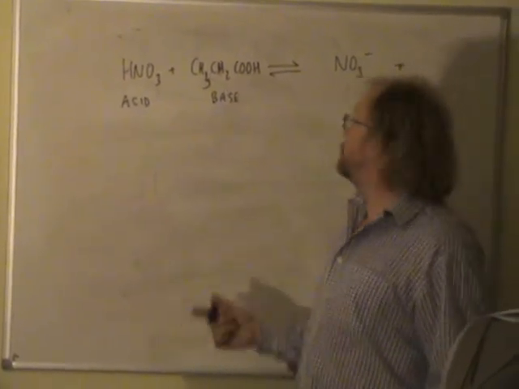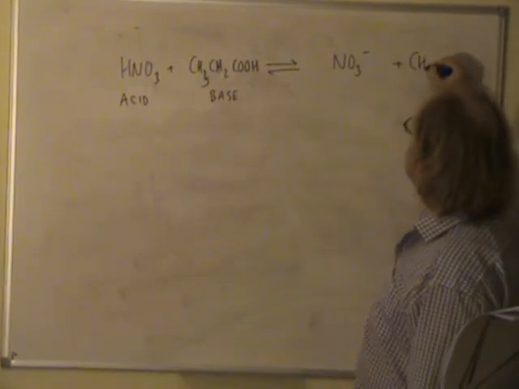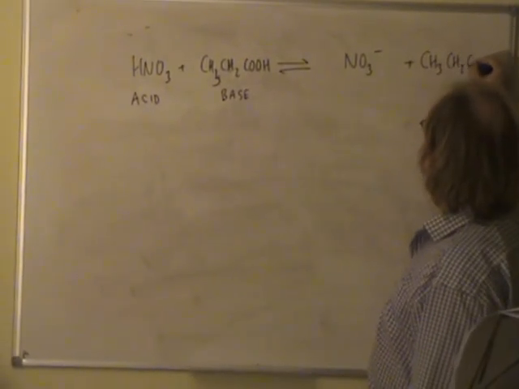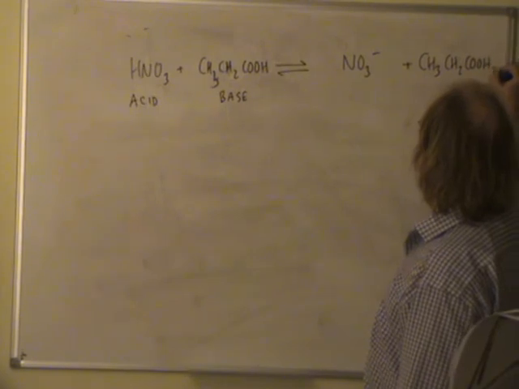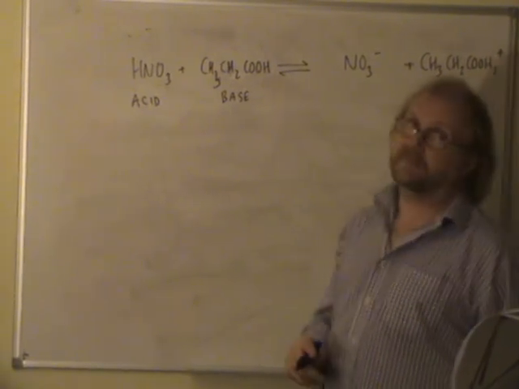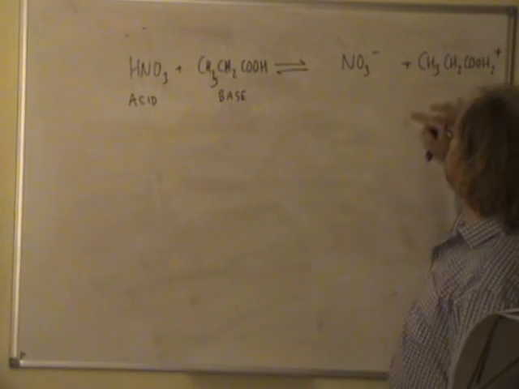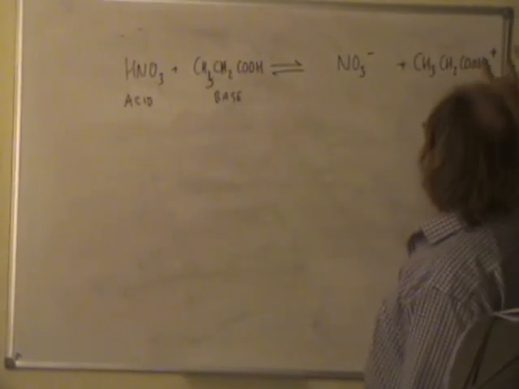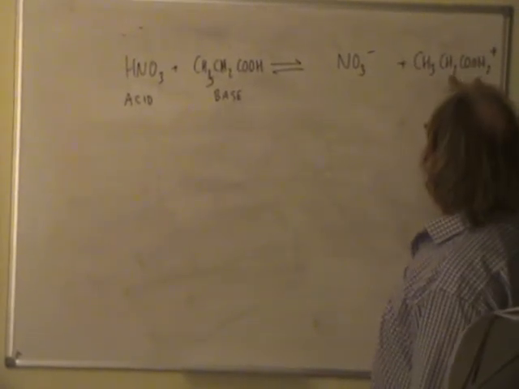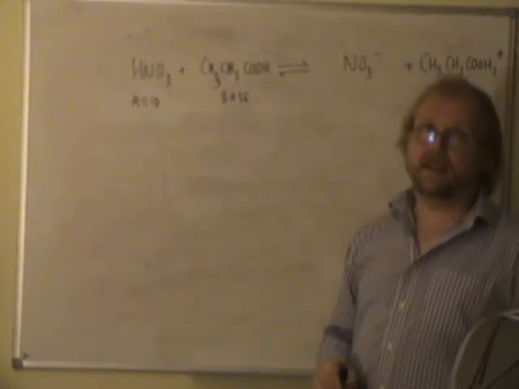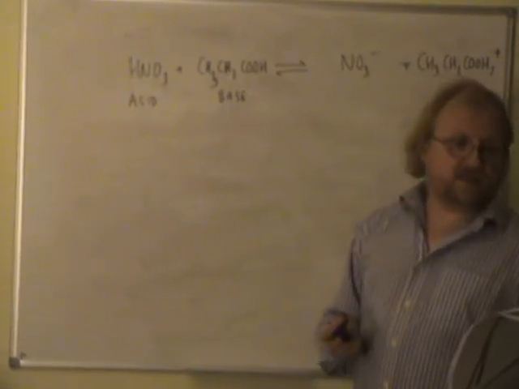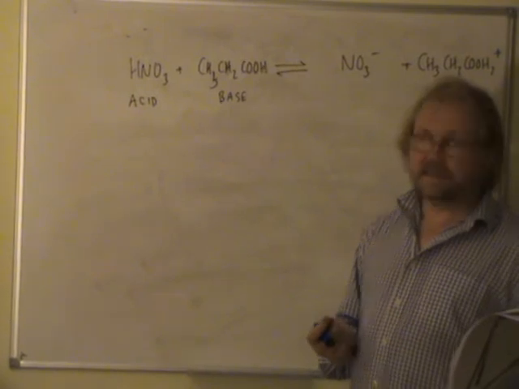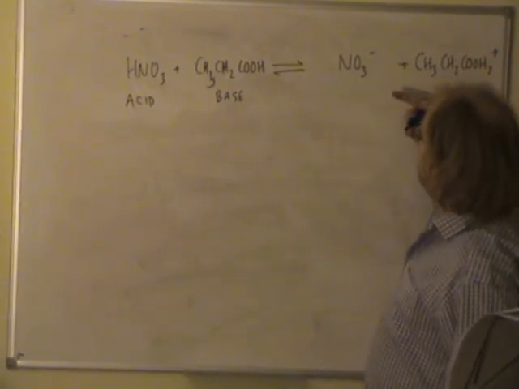This one will function as a base, which means it will actually gain the extra H+. And you think, well, where do I put it? But you just stick it on the end. So you get CH3CH2COOH2+. And don't worry about the structure of it. Just think, well, if that's acting as a base, it will have the extra H+ in the formula, and so you get that.